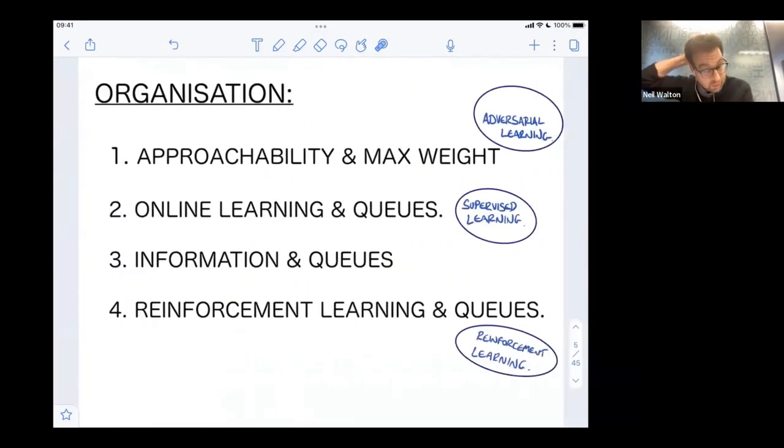Okay, so I'll organize things into 4 parts. A first part, which is on approachability and a queuing policy called the max weight policy. A second part, which is about online learning in queuing systems. A third part, where we talk about the use of information in decision making. And a fourth part, where we're going to discuss reinforcement learning in queuing. Okay, so the first part makes connections with, say, adversarial learning. The second part, we're going to make connections more with queuing and supervised learning. In the fourth part, we're going to talk a little bit about reinforcement learning. Okay.